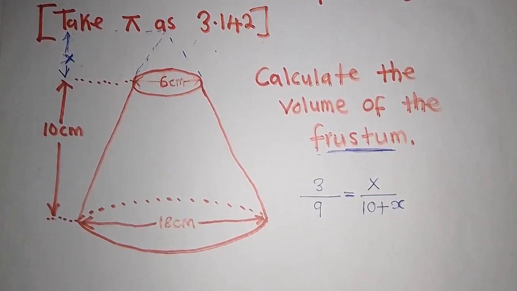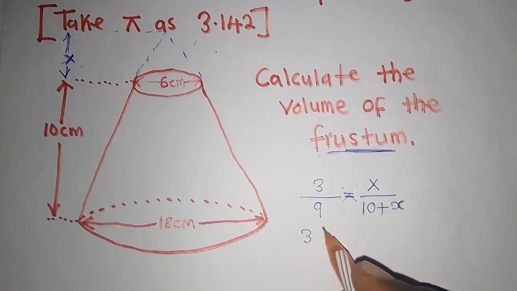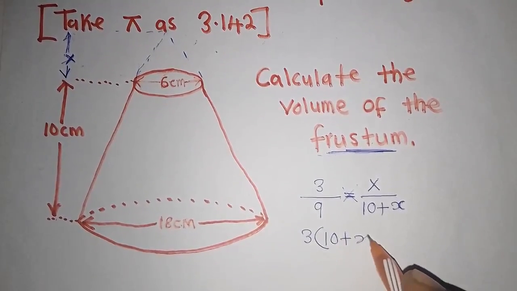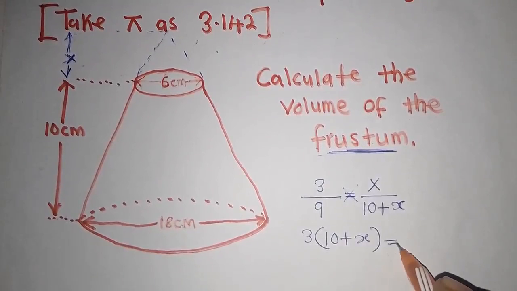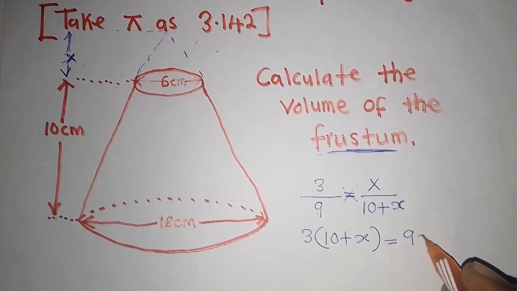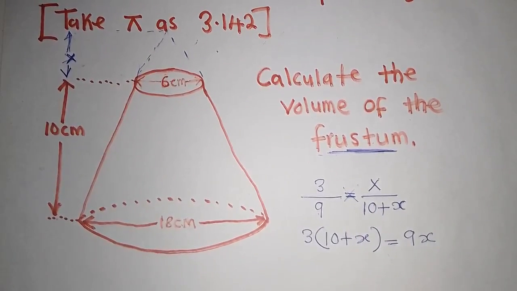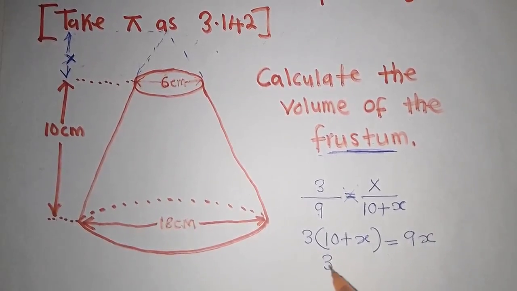Now, this thing which I've formed here is an equation. You need to solve this equation. How can you go about solving it? This is very simple. You cross multiply. So you say 3 open bracket 10 plus x close bracket is equal to 9 times x, which is 9x. You say 3 times 10, it is 30.